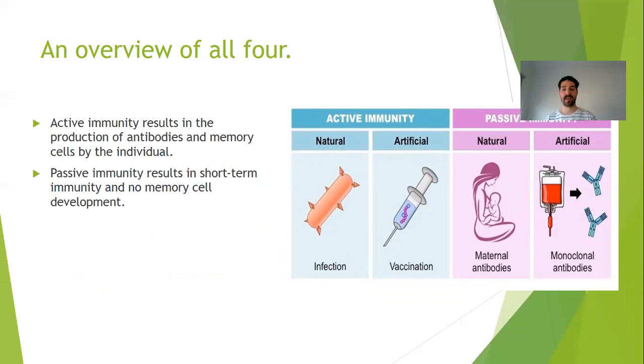So all four, we've got our four. So active, you can see, natural and artificial. These are the active ones. We're creating memory cells, and we've got infections and vaccinations. And our passive ones, where we're just being given the antibodies we need, we're not resulting in any memory, are our breastfeeding and our monoclonal antibodies or treatments.